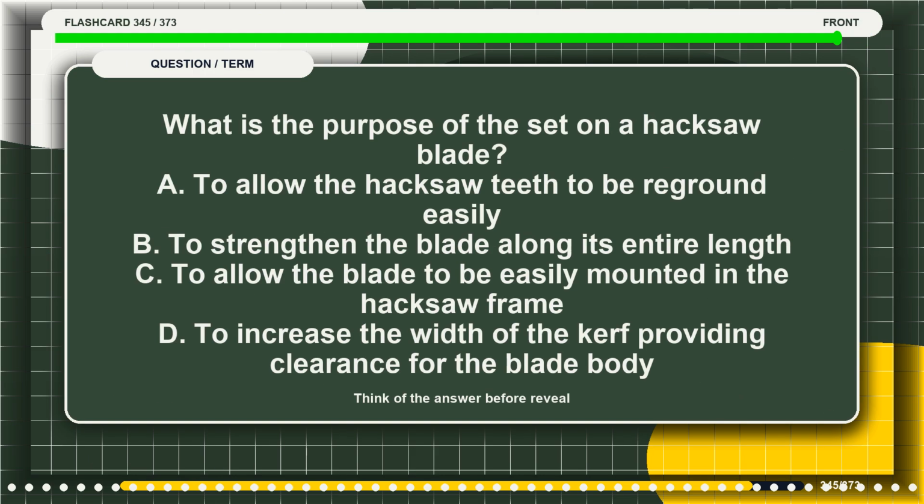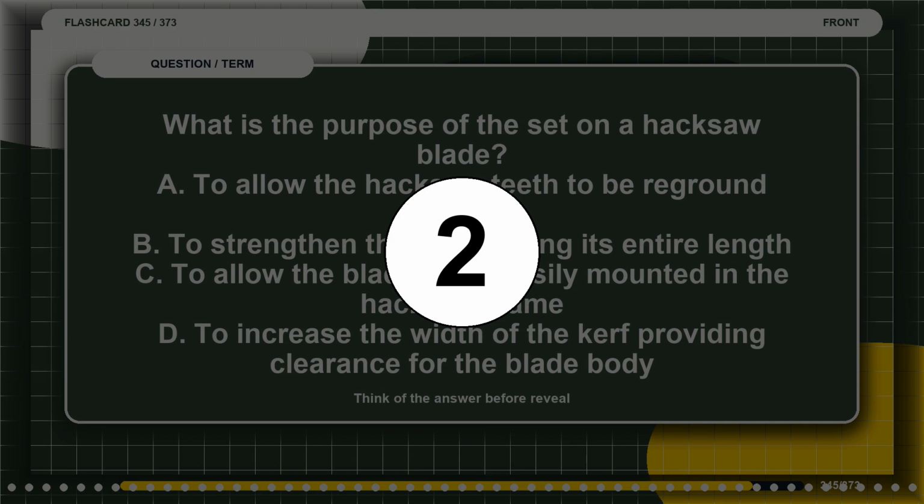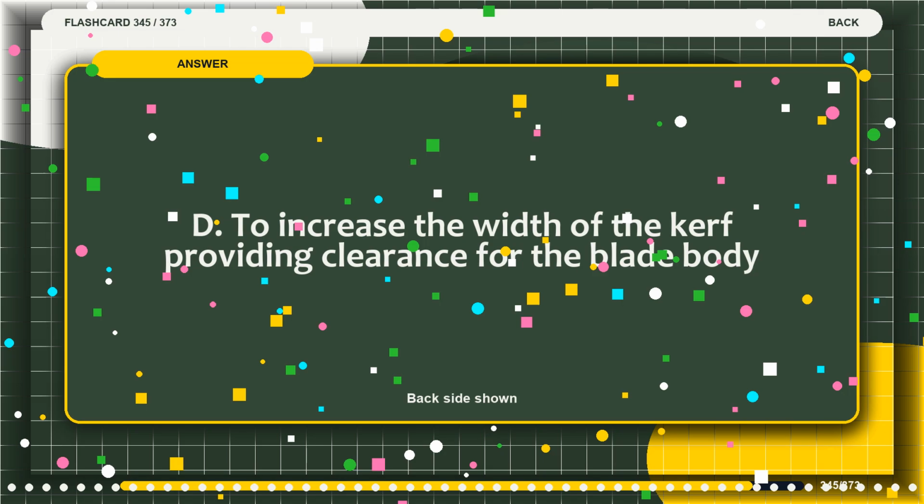Flashcard 345. What is the purpose of the set on a hacksaw blade? A. To allow the hacksaw teeth to be reground easily. B. To strengthen the blade along its entire length. C. To allow the blade to be easily mounted in the hacksaw frame. D. To increase the width of the curve, providing clearance for the blade body. Think of the answer before the reveal. The answer is D. To increase the width of the curve, providing clearance for the blade body.